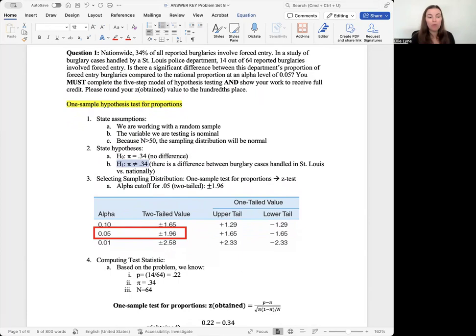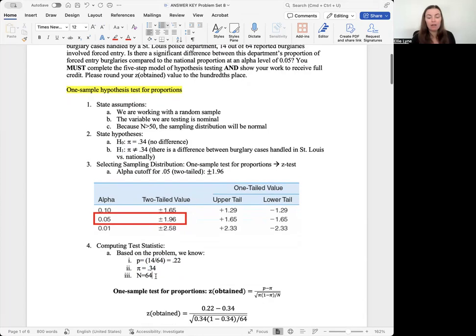Based on the problem, we know quite a bit of information. Our proportion from our sample statistic comes from our St. Louis Police Department here, that 14 out of 64 reported burglaries involved forced entry. I can calculate a quick proportion value here to get 0.22. I also know that my population parameter for nationwide was 34%. I can quickly convert that into a proportion by dividing by 100 to get 0.34. And the last bit of information I need is the total sample size, so our N equals 64.